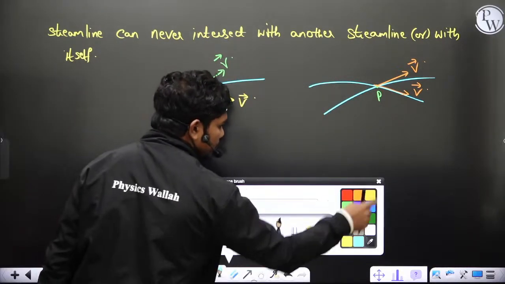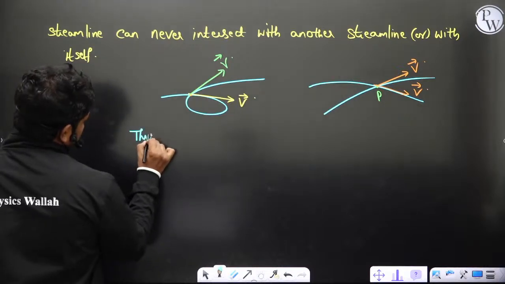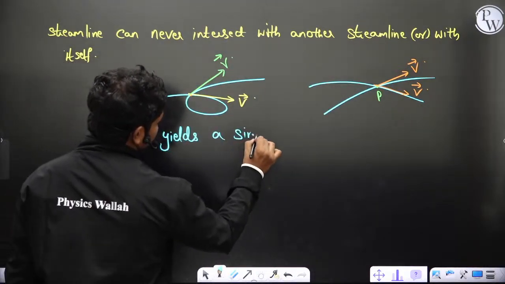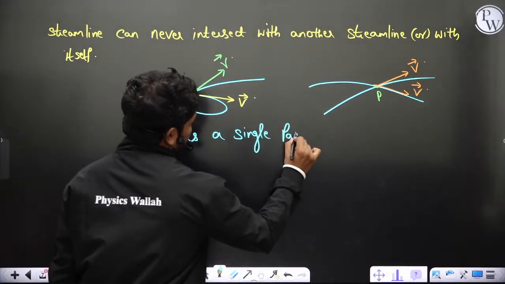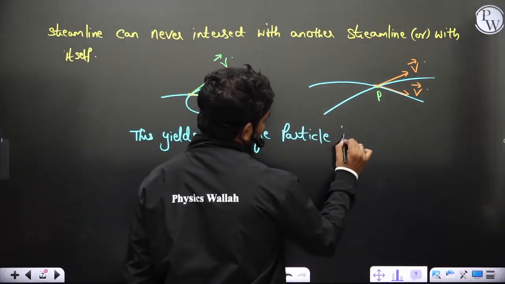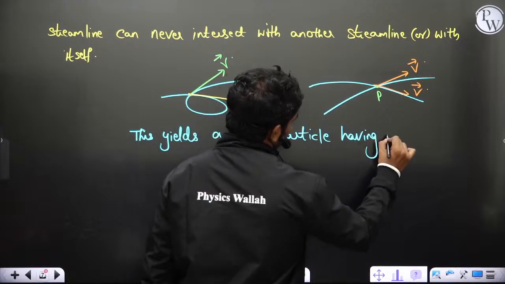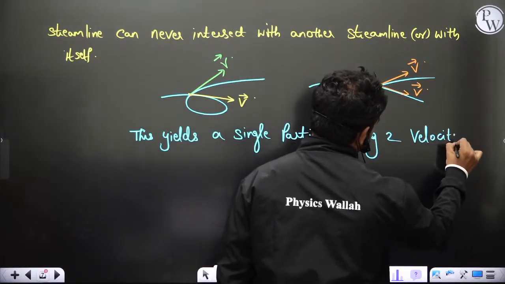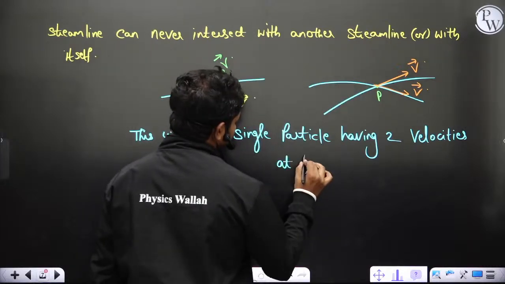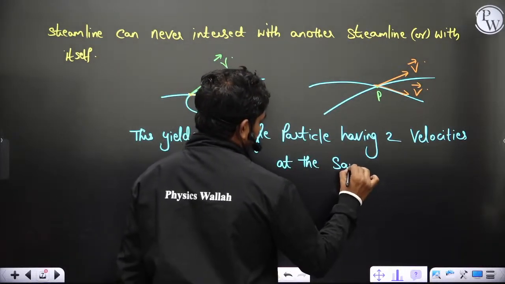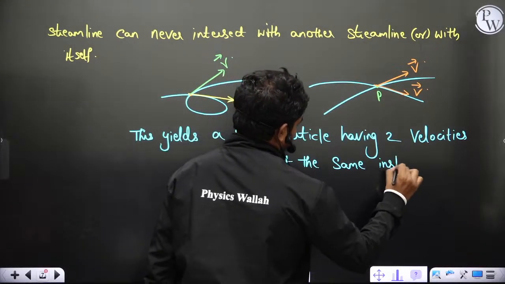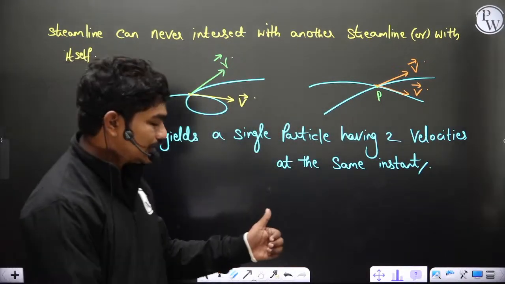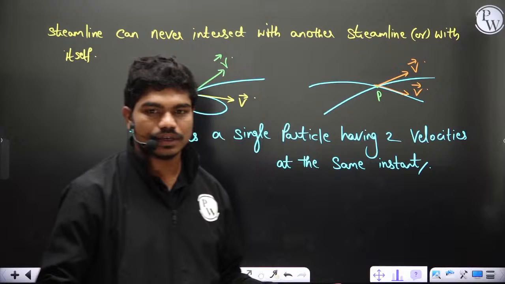So this yields a single particle having two velocities at the same instant. Having two velocities at the same instant, which is not physically appreciable.